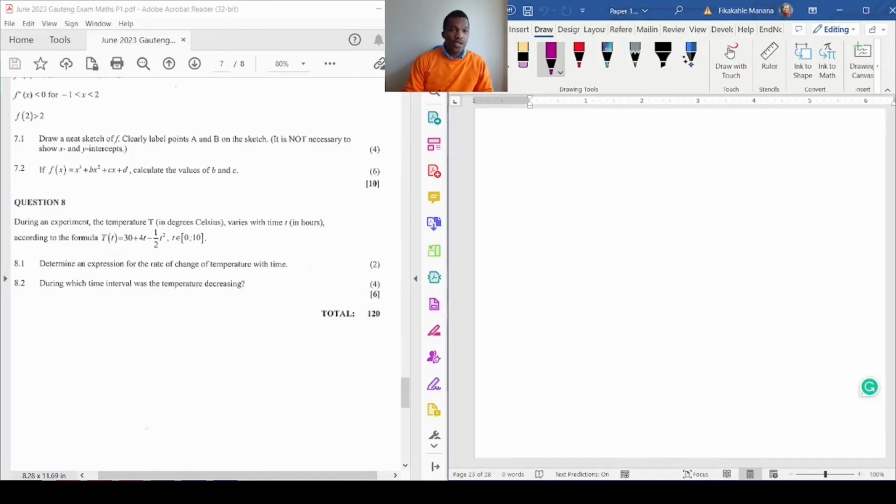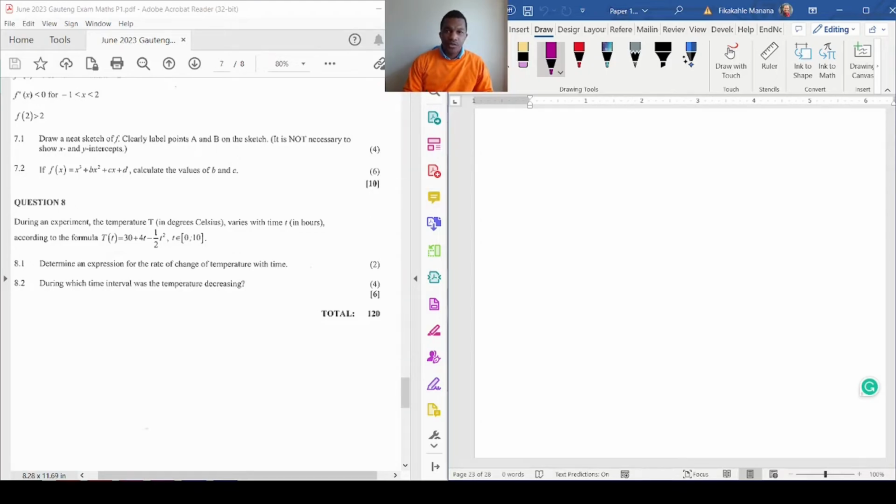It says, during an experiment, the temperature T in degrees Celsius varies with time in hours, according to the formula. So that's temperature in terms of time. Okay, that's the formula, and we are told that it varies from 0 to 10. It's actually, if you look at it, a quadratic graph. Anyway, let's read the question.